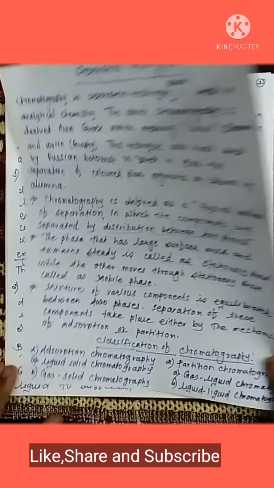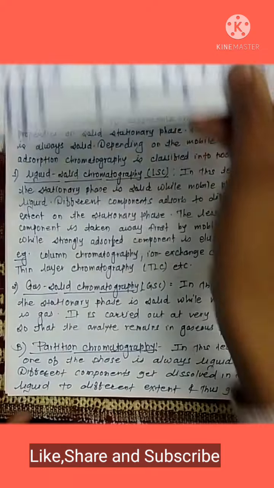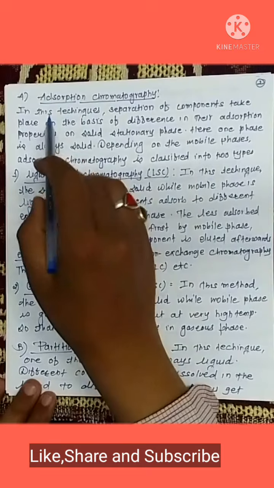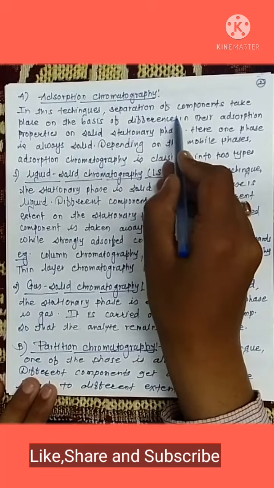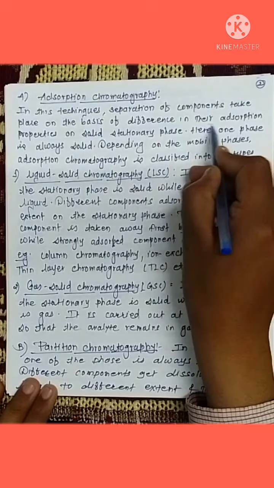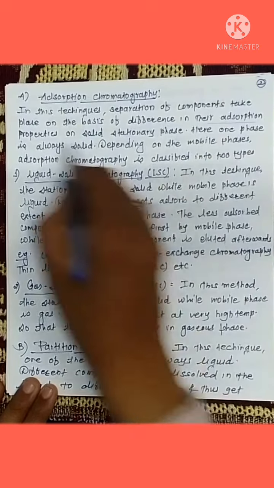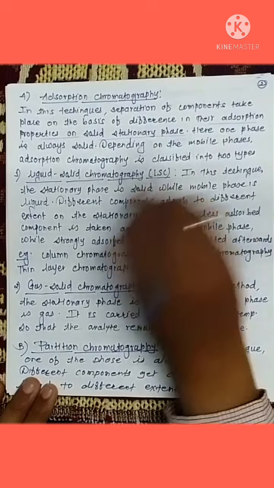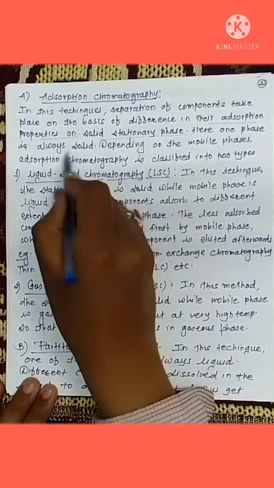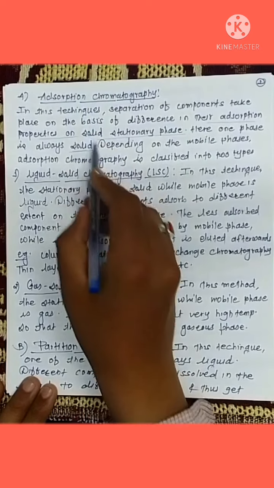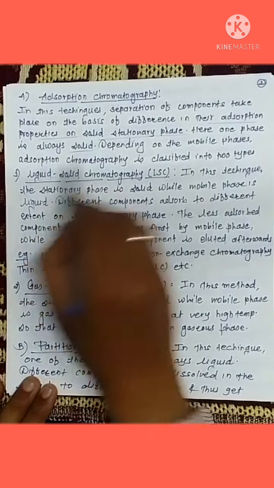Now we are going to see what is meant by adsorption chromatography. In this technique, separation of components takes place on the basis of difference in their adsorption properties on a solid stationary phase. Here one phase is always solid. So in adsorption chromatography, one phase is always solid.